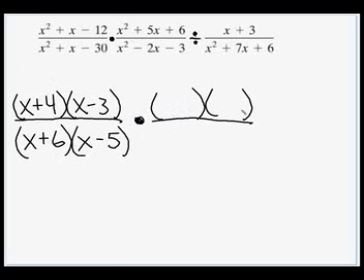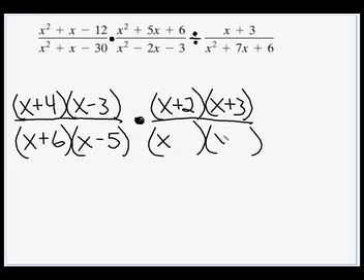Numerator here, factors of 6 that add up to 5. Everything is positive, so it has to be 2 and 3. 2 and 3 add up to 5, multiply to 6. Below, the x and x produce our x squared. Factors of -3 that add up to 2. Well, the only factors of 3 are 3 and 1. And to get them to add up to a -2, it would be a -3 and a +1.